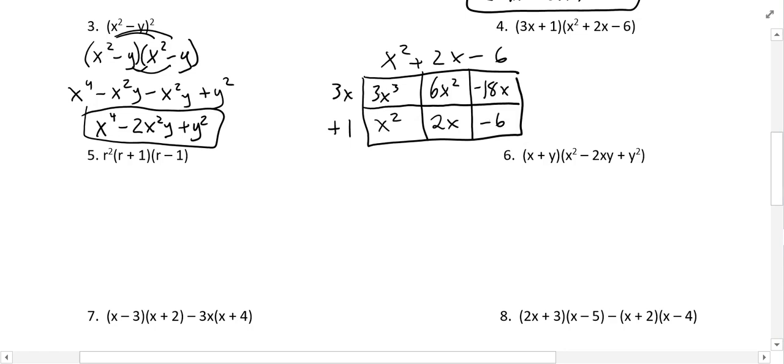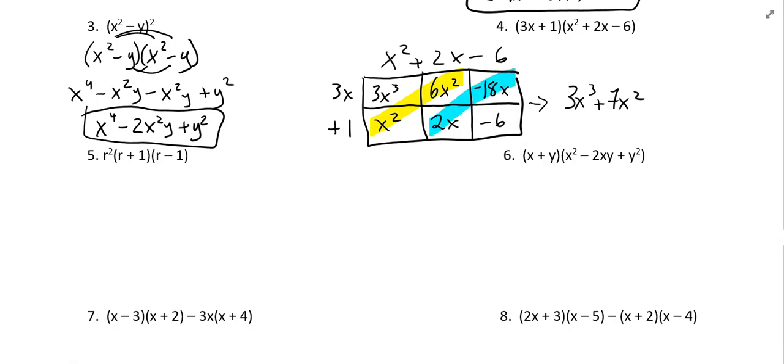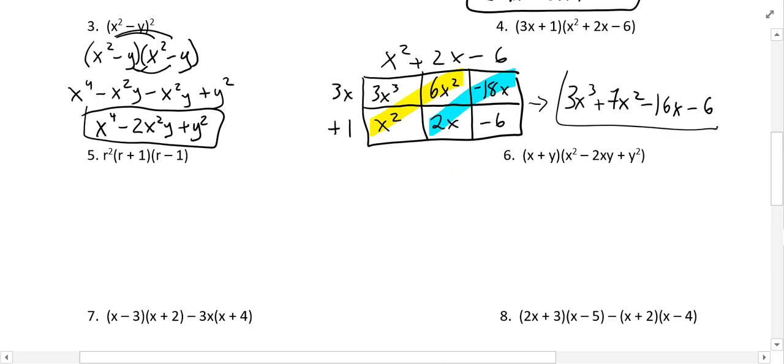Then I'm going to combine my like terms. 3x cubed, there's nothing to combine it with, so I'm just going to rewrite it, 3x cubed. But now what I like about the box is on the diagonal are my like terms. So if I notice here, I have x squared and 6x squared, which is going to give me a positive 7x squared. Then I have a 2x and a negative 18x, which when I combine those is going to give me a negative 16x. And there's nothing to combine negative 6 with, so I'm just going to leave it as negative 6. And so there's my polynomial.